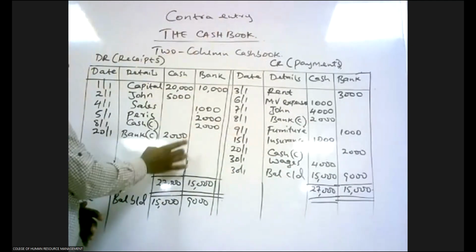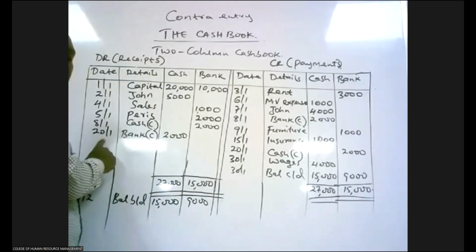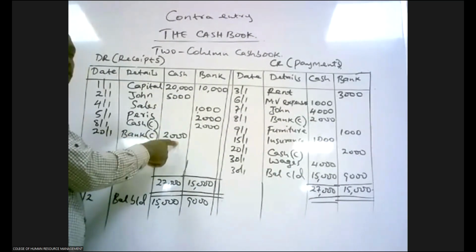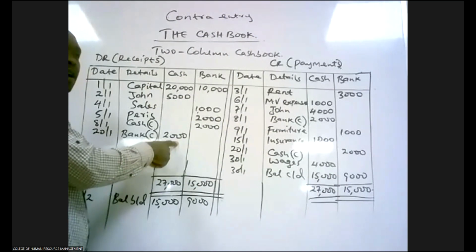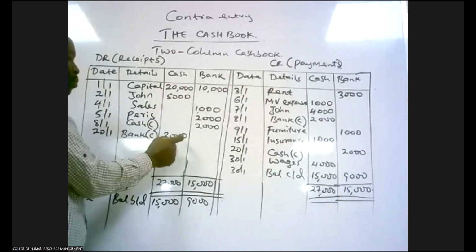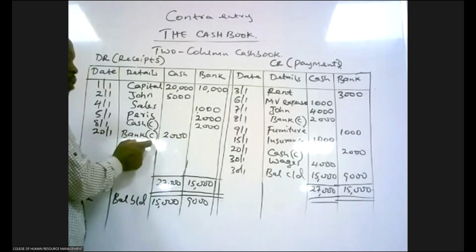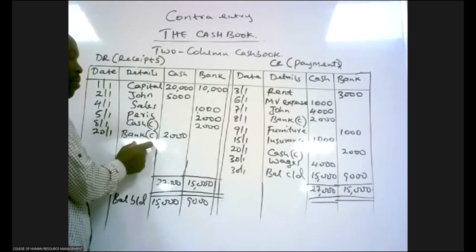So on the receipt side of cash, like in this transaction that occurred on 20, we withdrew 2,000 from the bank to cash. So cash is the one that is receiving. Put the amount on that column. And here you write where it is coming from. Where is it coming from? It is coming from the bank.